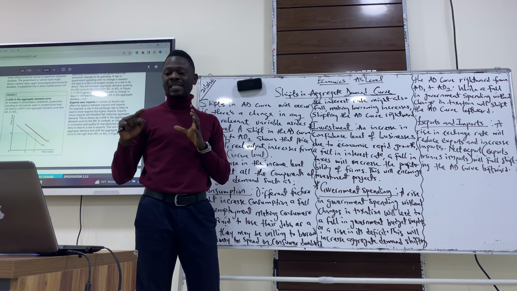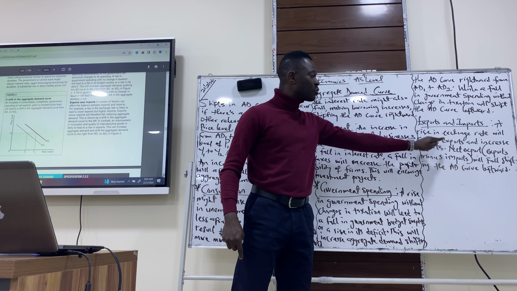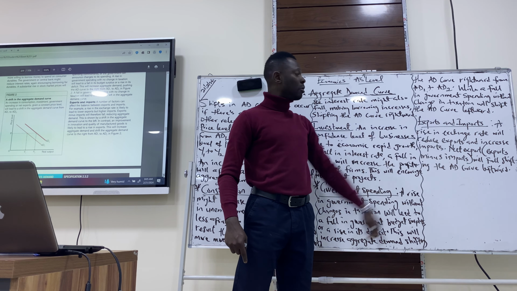So on imports, the aggregate demand for importation will increase and shift rightward from AD1 to AD2, because our local currency will be able to buy more of foreign currencies. That will increase our imports, but our exports will be less, because the price of exports will have increased within the economy. So these are the reasons why we have shift in aggregate demand curve.